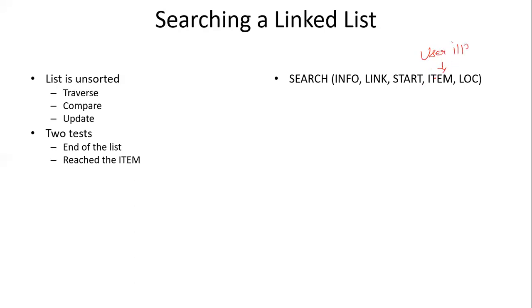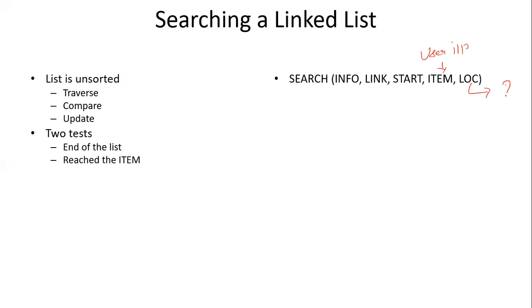User gives the input. Then what you have is a location. This is going to be the output of this algorithm. When the information and items are matched, then it will return the location where you have the data. Maybe a node or a node address, somewhere it's going to give us the information.